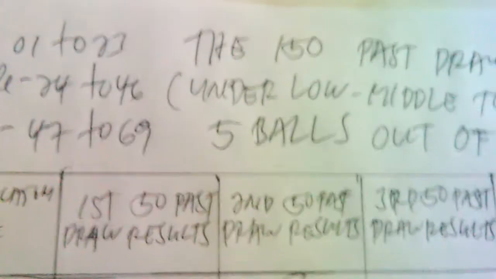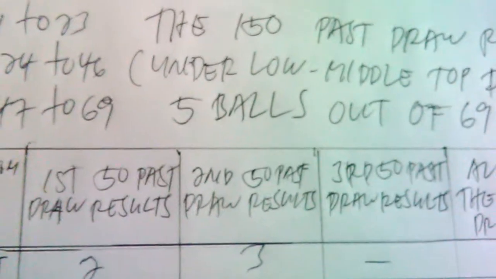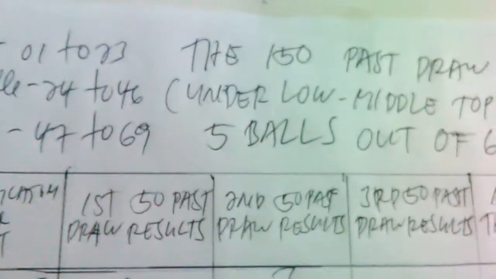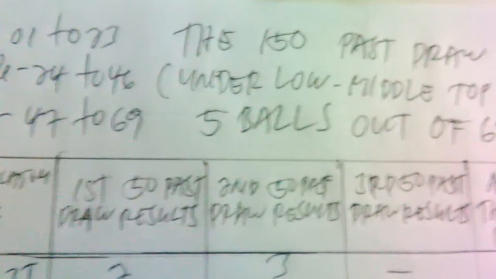Now aside from which, we also have here the classification, or this is now the chart for the low middle top indicator. But before we start, I would like to explain to you guys that instead of coming up with the 300 past draw results, we're going to use the 150 past draw results, considering that the rules or the policies of Powerball were revised way back in October 2015. So therefore, we're going to disregard the previous draw results and focus on the results from October 2015 onwards.